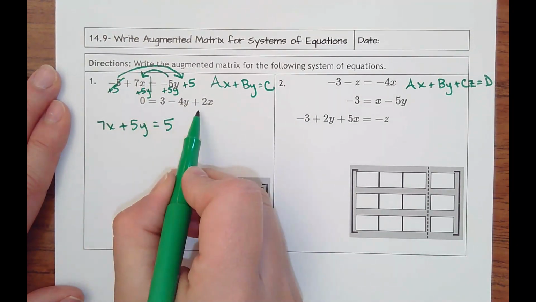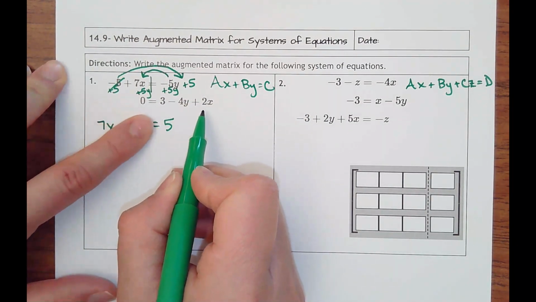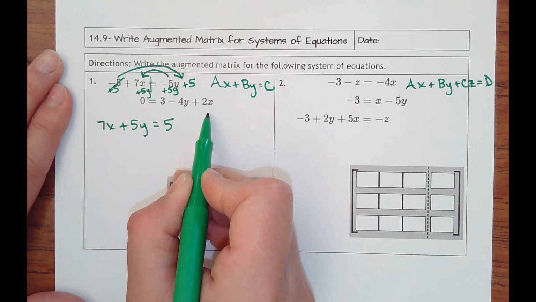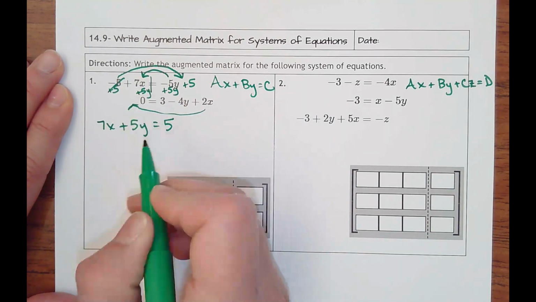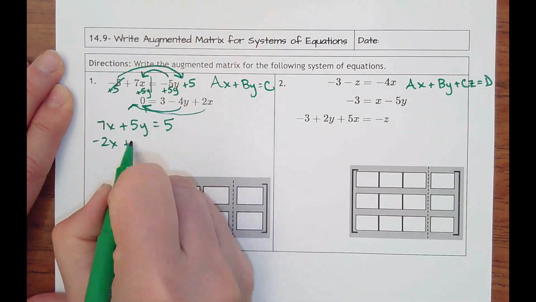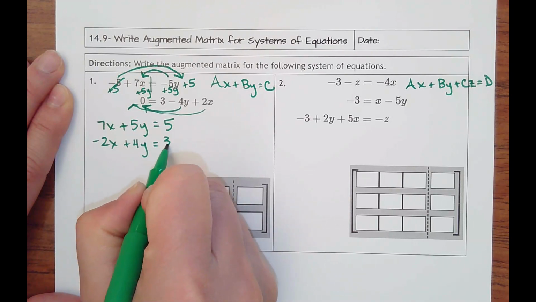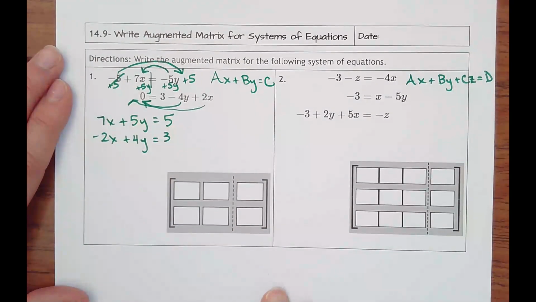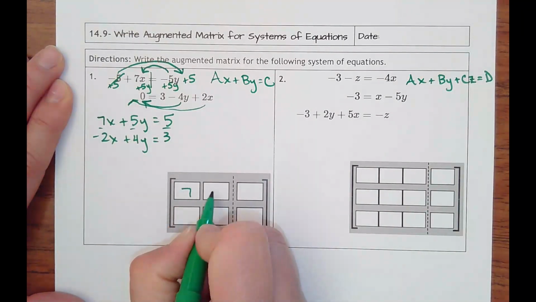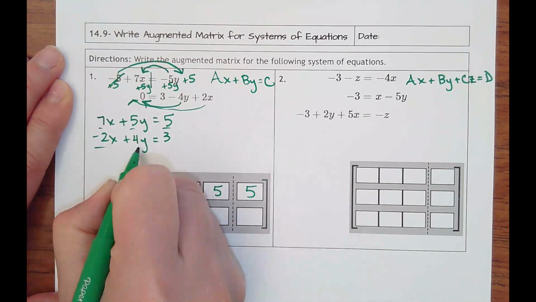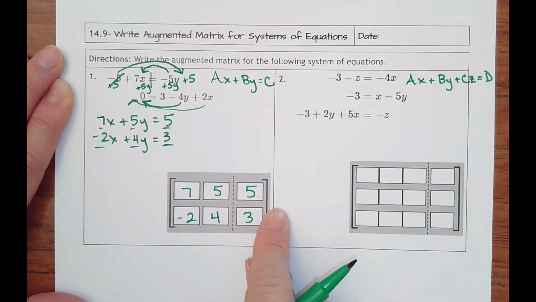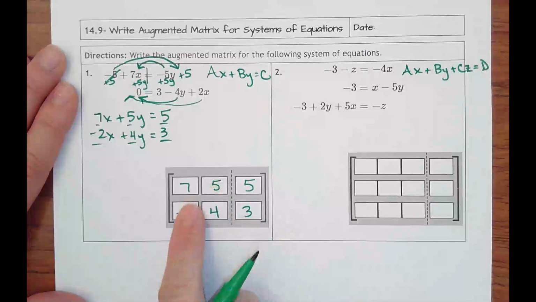Okay, second equation, everything's on the wrong side, so I could keep this the same, but to me, it's just as easy to move. So I'm moving the 2x, now it's negative 2x. Moving the minus 4y, now it's positive 4y, equaling 3. Then you just take your coefficients and put them in the matrix. So it's 7, 5, 5, negative 2, 4, 3. And these should be your constants. These are your coefficients on your variables.